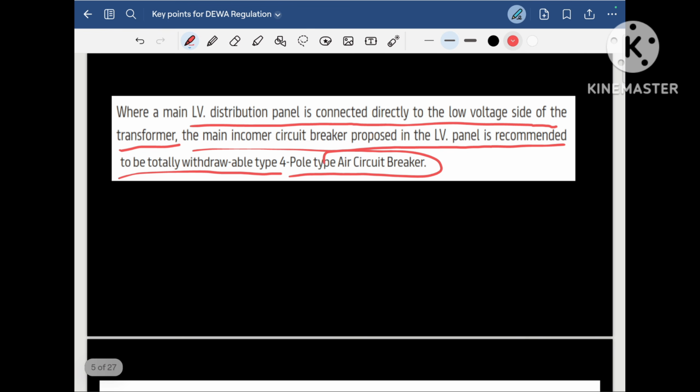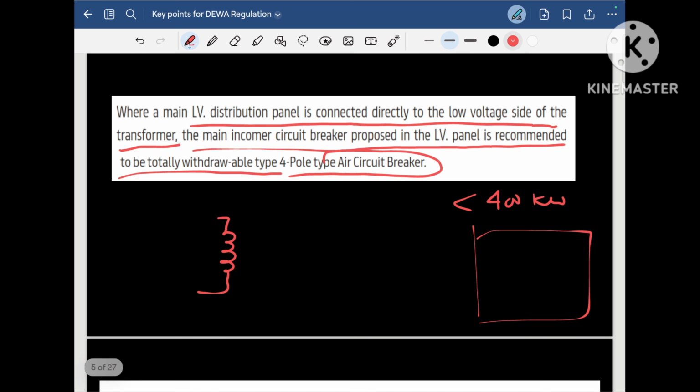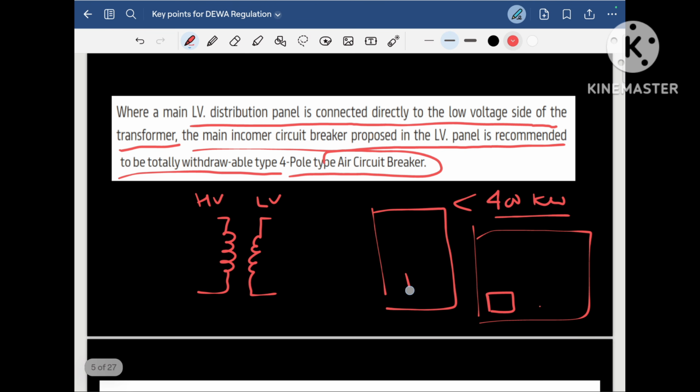What does it mean? I have a transformer, and my project load is greater than 400 kilowatt. This is my project, and the load of this project is more than 400 kilowatt. So I need one substation inside my premises. The substation has this transformer. Hope you are clear till here. This is the HV side, this is the LV side of the transformer. Here we have the MDB for this project, and it has an incomer.